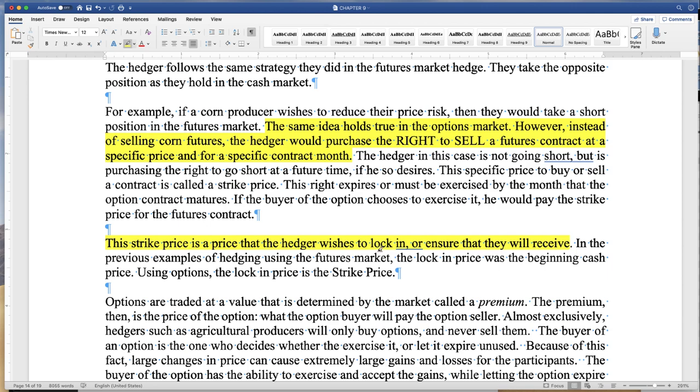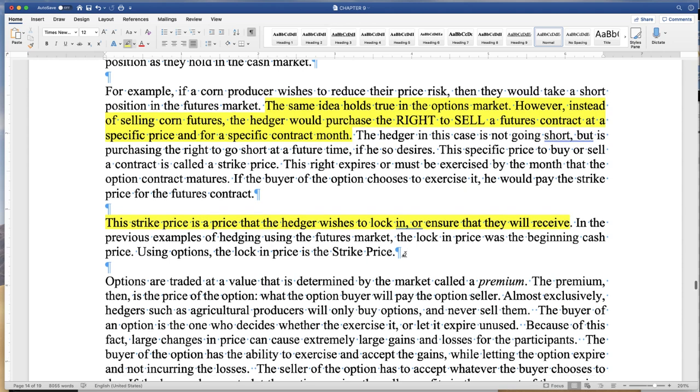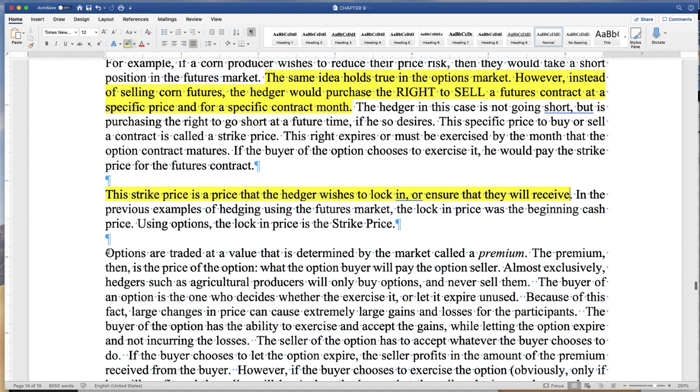It's really the lock-in for you. It's what you want to receive as the minimum. Now, options are going to cost you money. They cost you something called a premium. And that premium depends on what the strike price is. Kind of like your auto insurance.